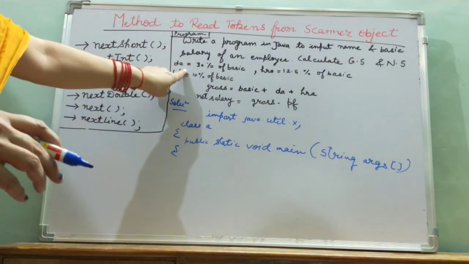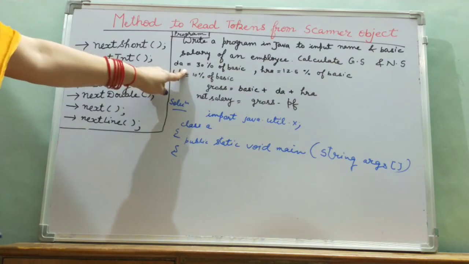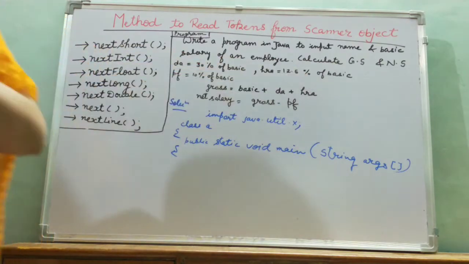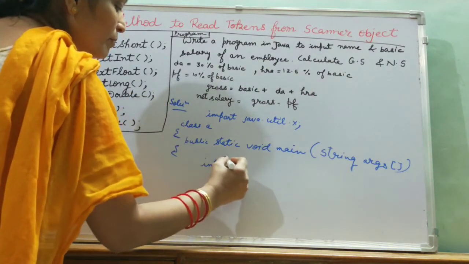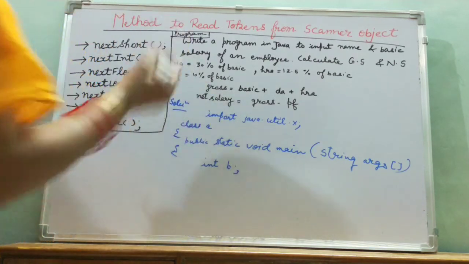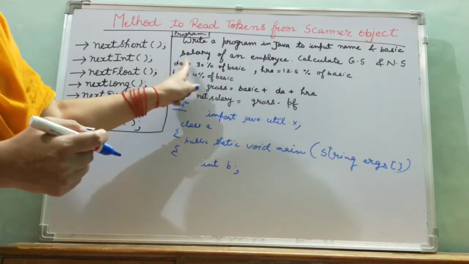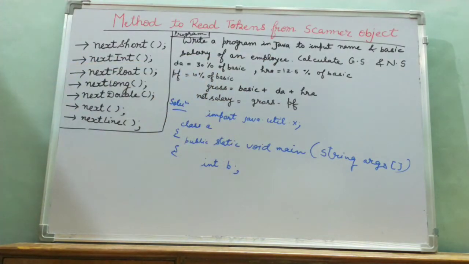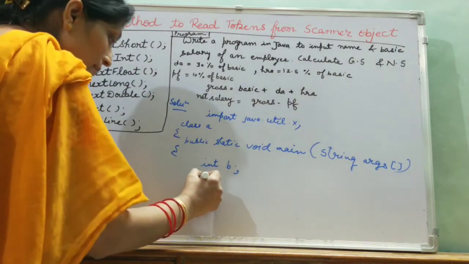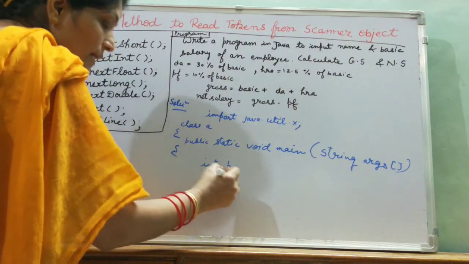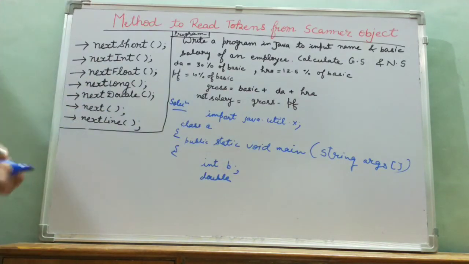Then we are inputting the values: the name of the employee, then basic salary. Firstly take all the variables. Basic salary is an integer, so take the integer data type, and for basic salary we can take the variable B. DA, HRA and PF are all in decimal, fractional form, so take the data type double. Then declare all the variables. Declaration is important, otherwise the program will show an error.